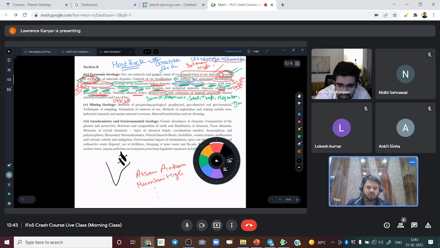So it is very easy. So there are two aspects. One aspect is we discuss the ore forming process of a mineral. Another one is host rock. And the third thing is about stratigraphy.